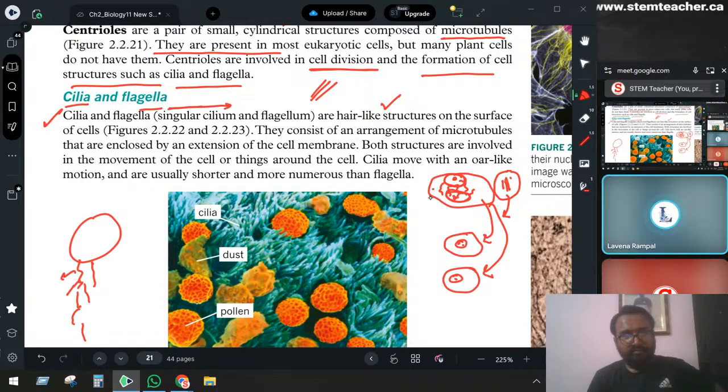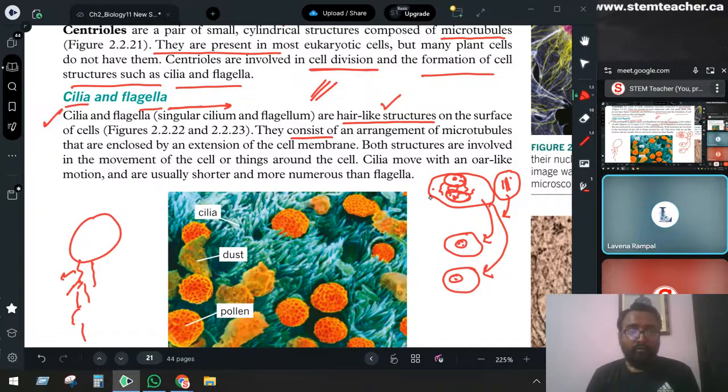Cilium and flagellum are hair-like structures on the surface of cells. They consist of an arrangement of microtubules that are enclosed by an extension of the cell membrane. Both structures are involved in the movement of the cell or things around the cell. Cilia move with an oar-like motion and are usually shorter and more numerous than flagella.